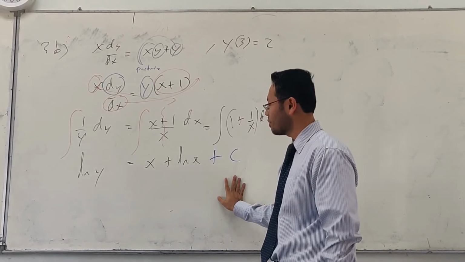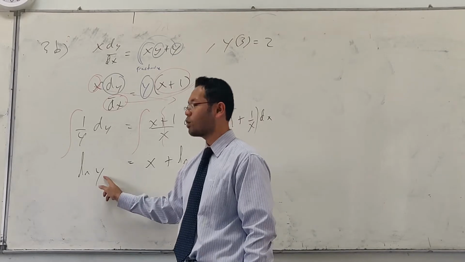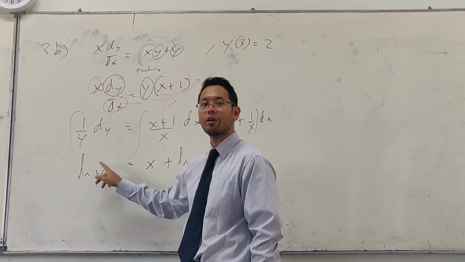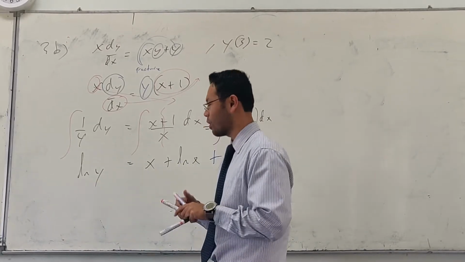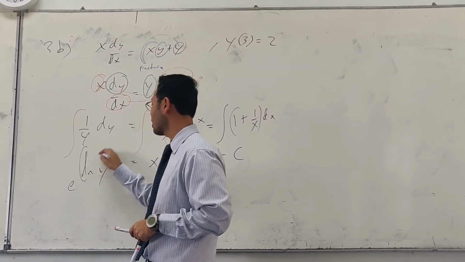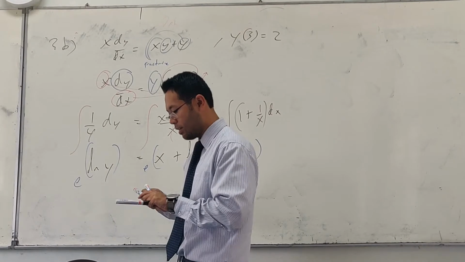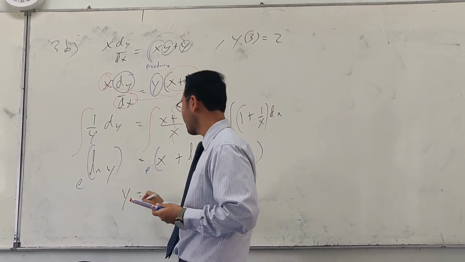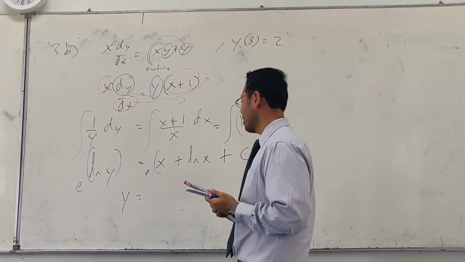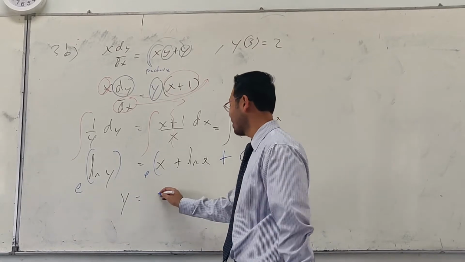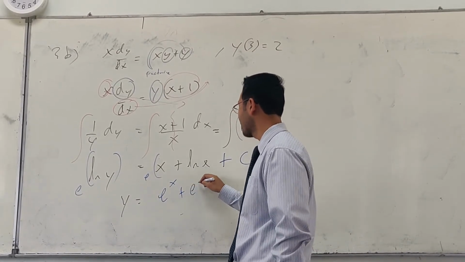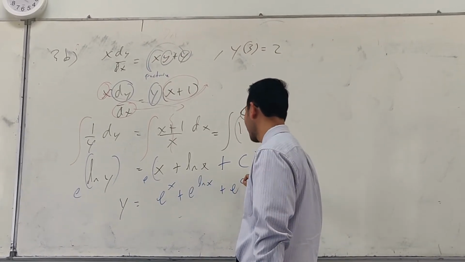Okay, you got this far. You want y to be alone. Y got 1. Exponent whatever you have here, exponent whatever you have here. This one gives me y. This is a famous answer. My answer.